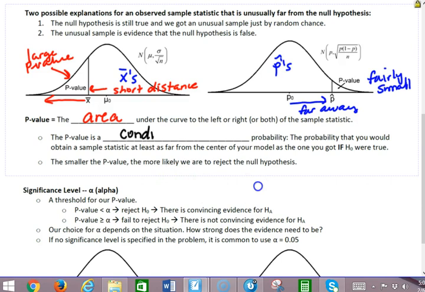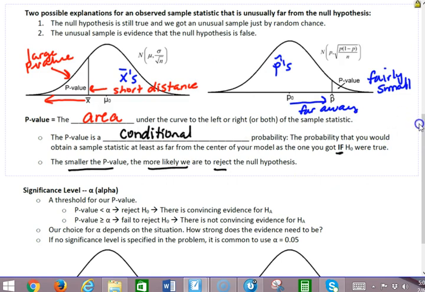I keep saying that over and over again because it is so important. It is the probability that you would obtain a sample statistic at least as far from the center of your model as the one you got if the null hypothesis is true, if H naught is true. The smaller the p-value, the more likely we are to reject the null hypothesis. Okay, so I wanted you to see this picture to kind of get a feel for that.